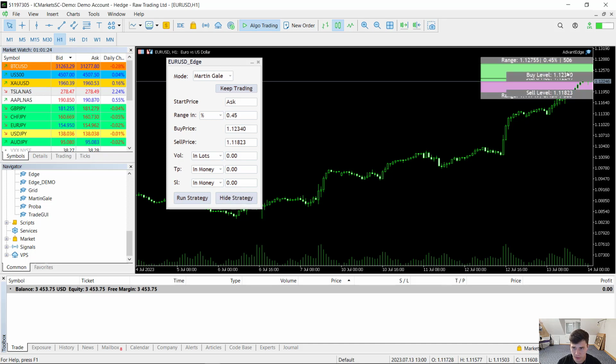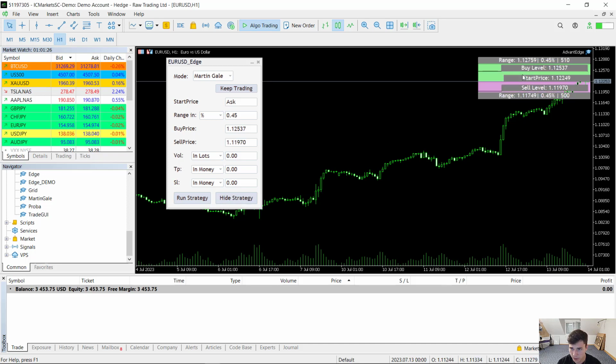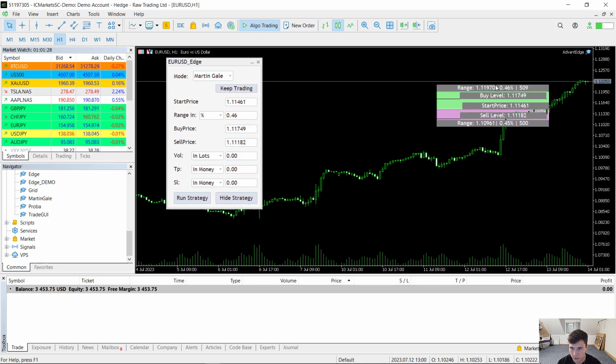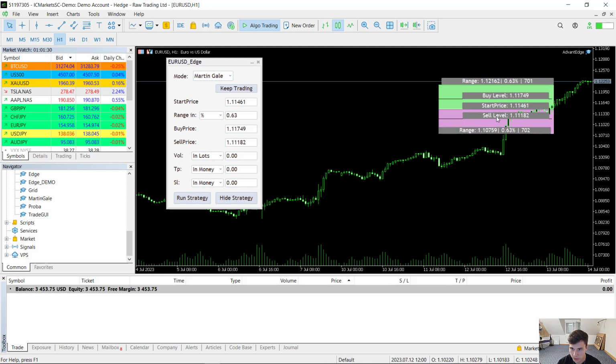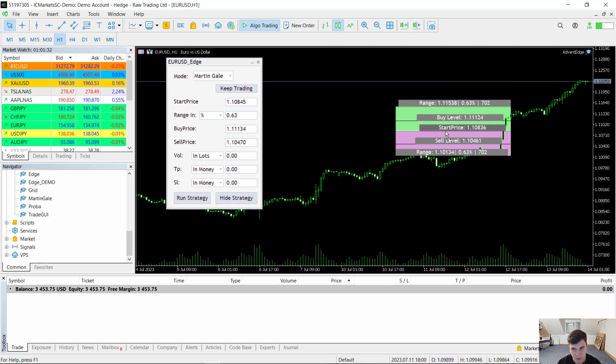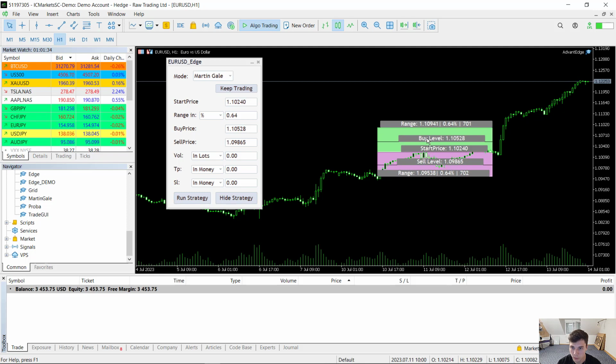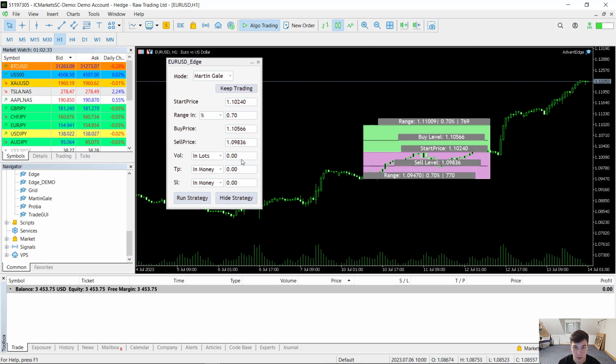You can display your strategies on the chart with this display strategy button. Right here, as you can see, you can drag these levels. This is extremely powerful when you want to use support or resistance or key levels in the market. So let's run a strategy. I will try to demonstrate how it works.